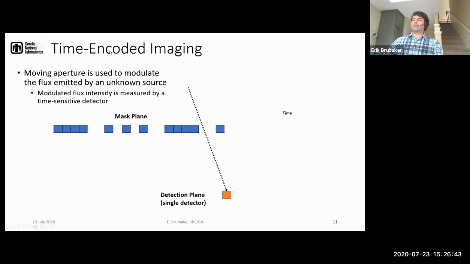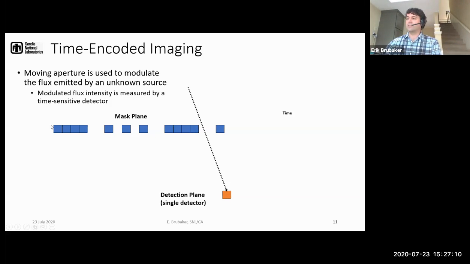All right, so now I'm going to sort of introduce this concept of time-encoded imaging, and what you'll see is that it's a very similar concept to what we just saw for coded aperture, but now instead of that position-sensitive detector plane, we just have a single detector, this orange one here. And because there's just one detector, there's no kind of spatial shadow pattern being cast by the mask.